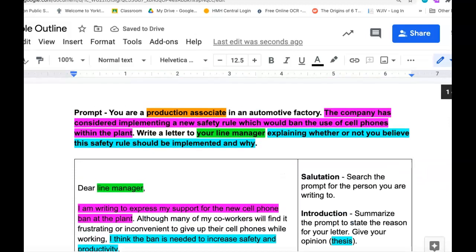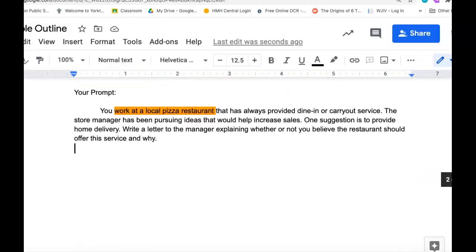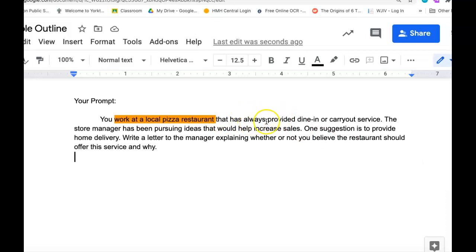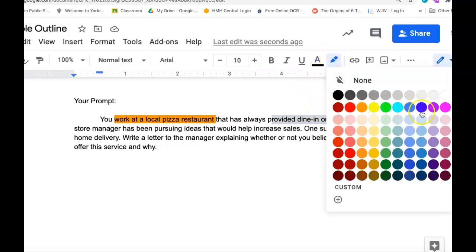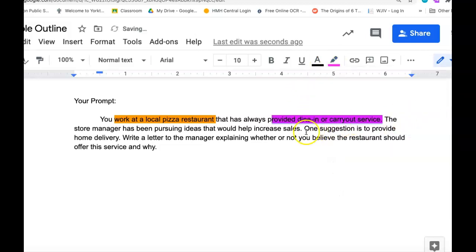The next thing we're looking for is what the background is. So this one has always provided dine-in or carry-out service. So people can either come in and eat or they can come get carry-out. There's some background. One suggestion is to provide home delivery to increase sales. So I'm kind of dividing this into 2 just to highlight what the important words are.